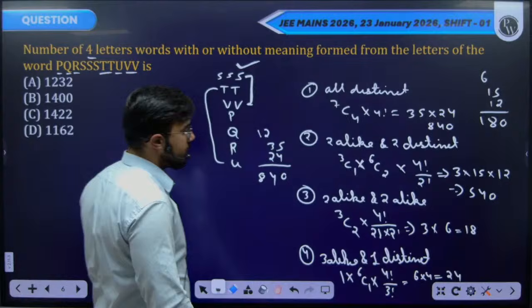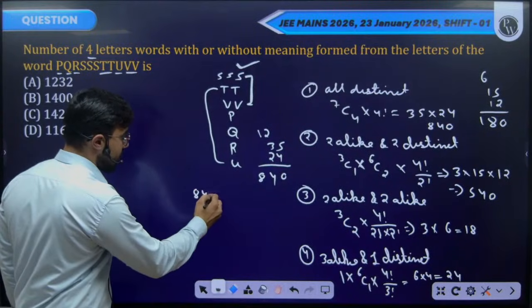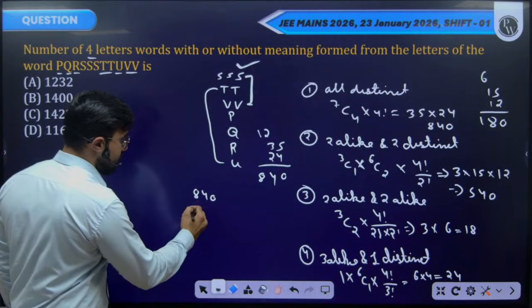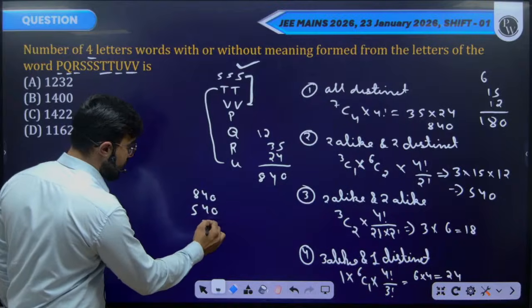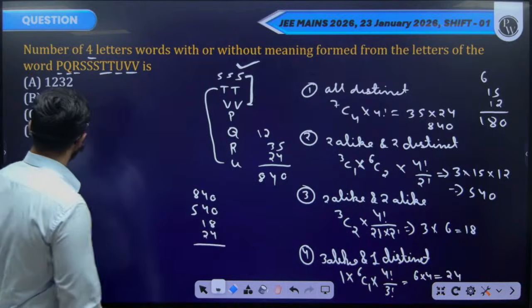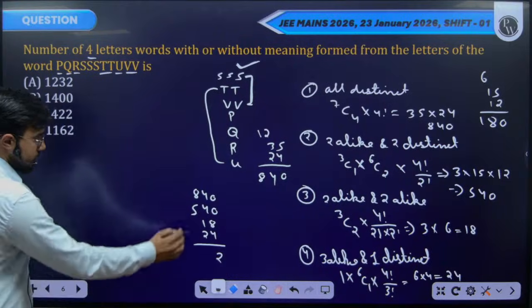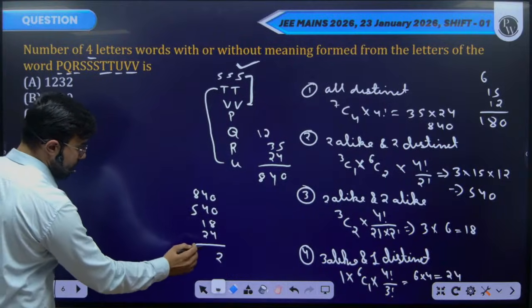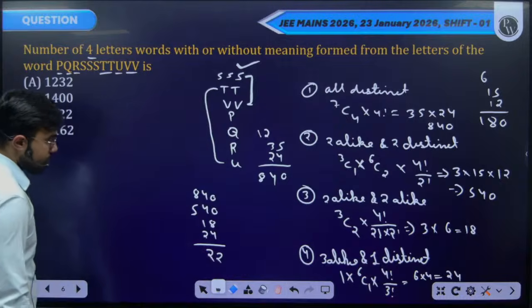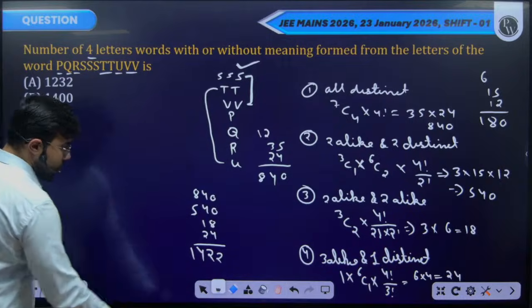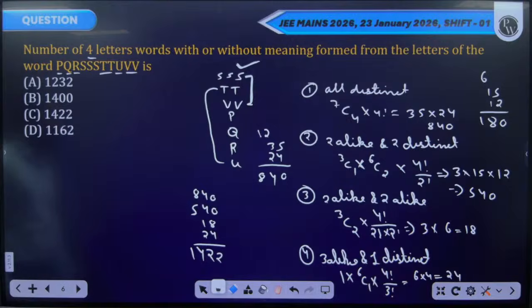So what is your final answer? Just add all of them: 840, 540, 18 and 24. So which one is your final option? The sum is 1422. 1422 is your correct answer, so option C, right? In this way we can solve it.